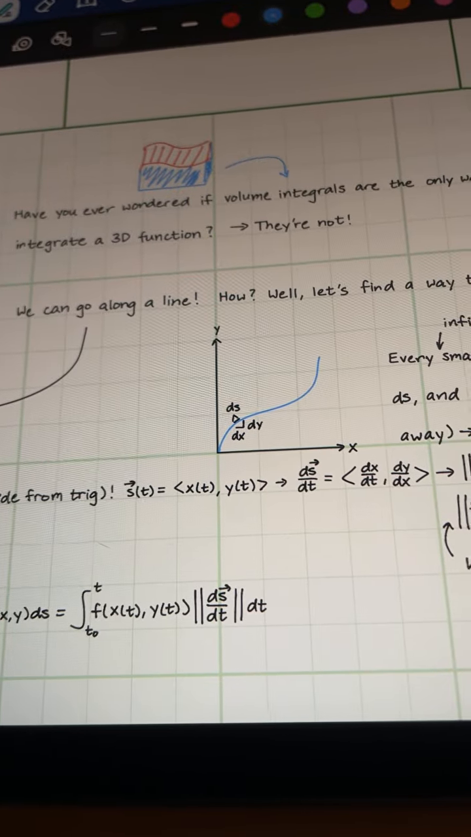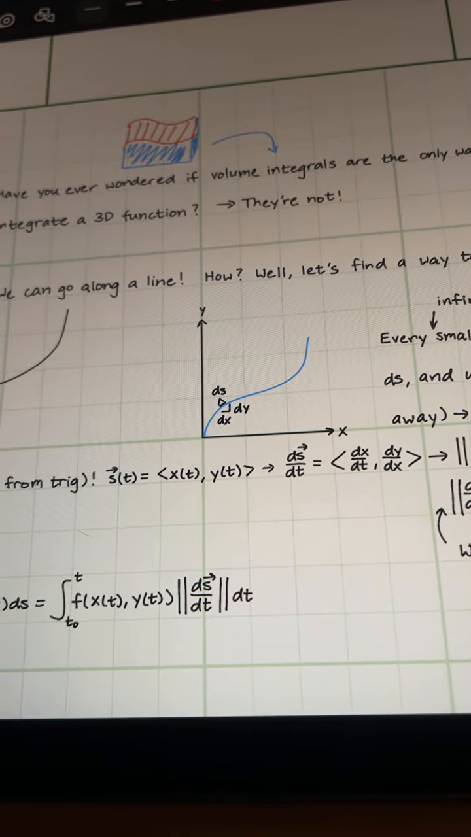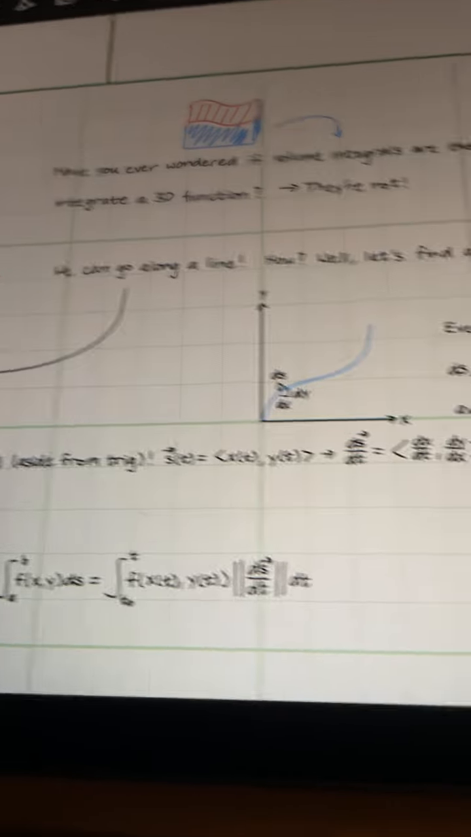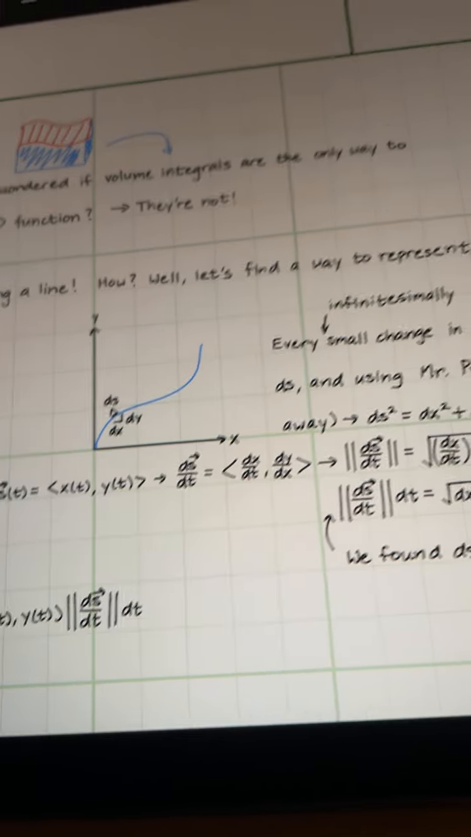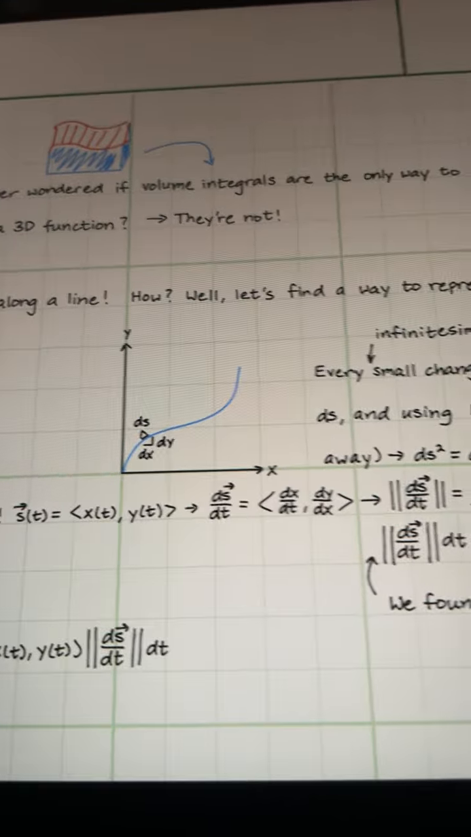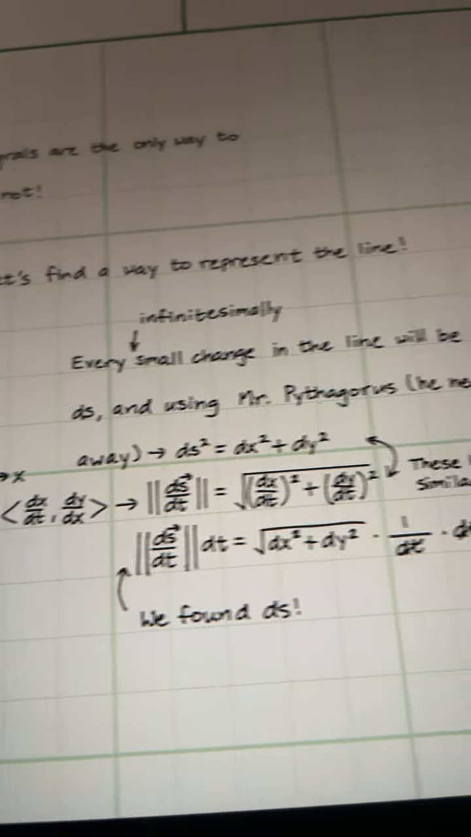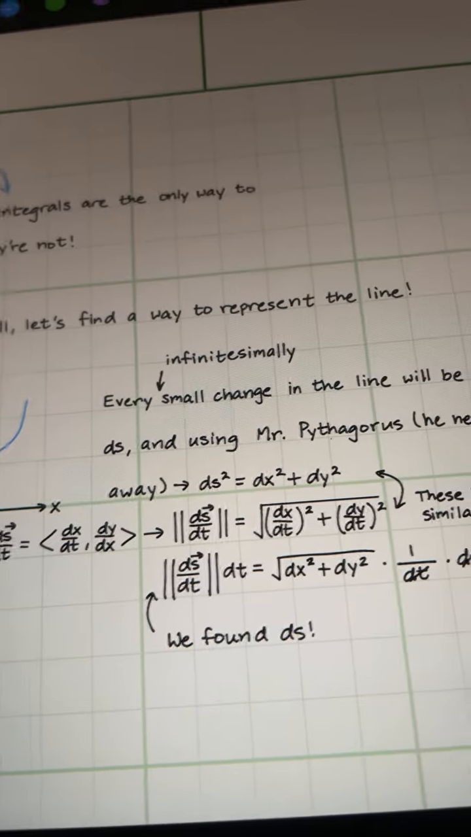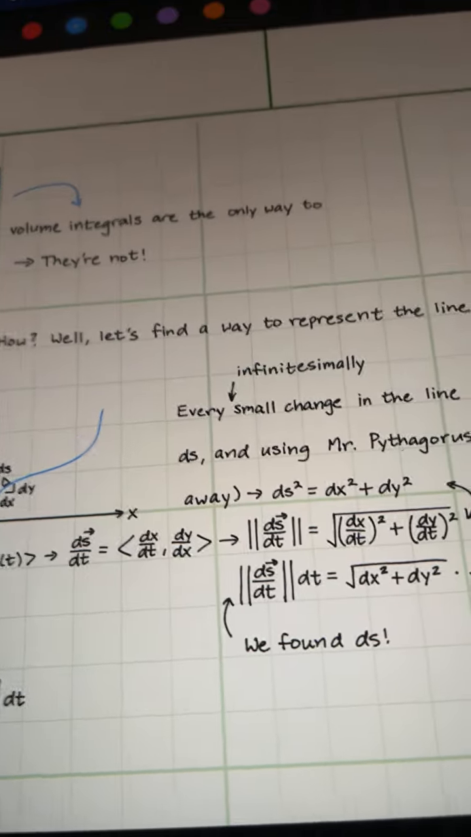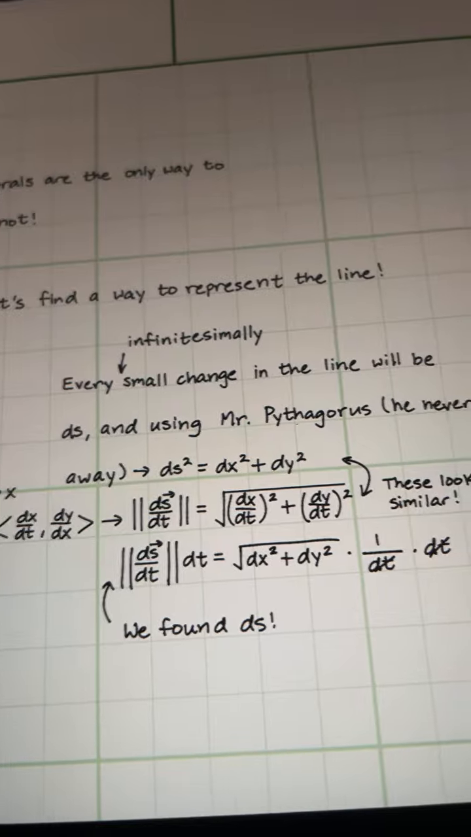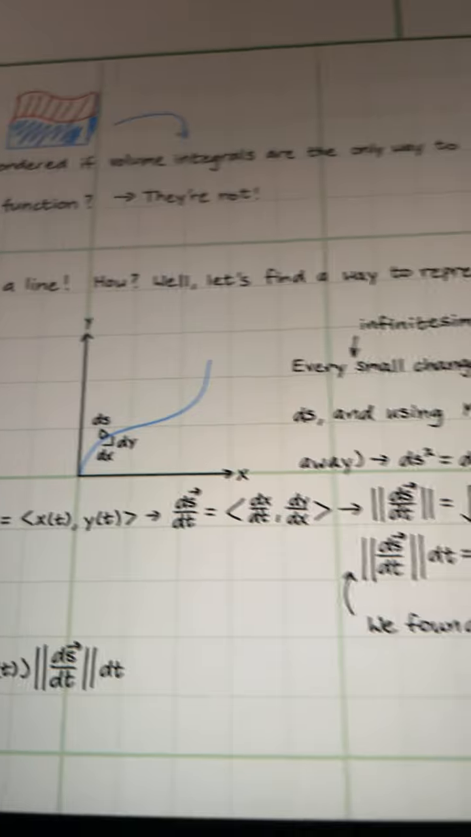Because for an integral, it's nice to only have one coordinate to take it on. If you're going along a line, it wouldn't make sense otherwise. So let's simplify. Every infinitesimally small change in the line will be ds, like a little length along the line. And using Pythagoras' theorem, ds squared equals dx squared plus dy squared, because it makes a right triangle.